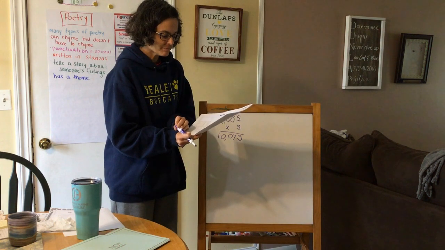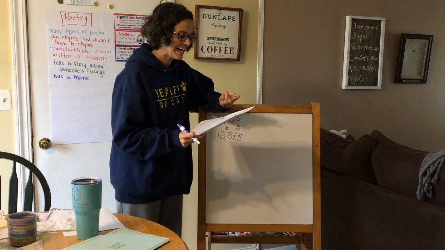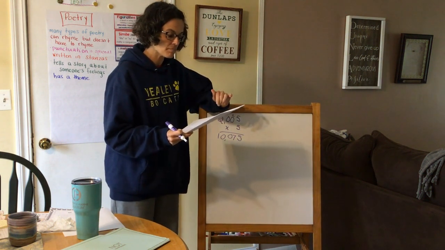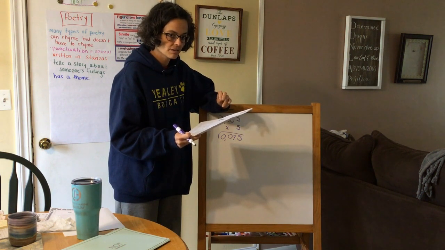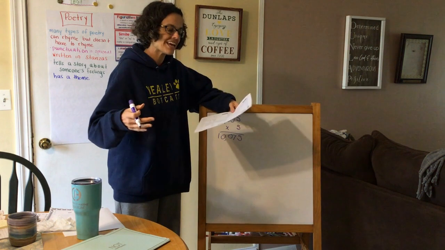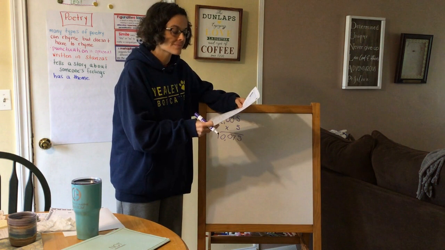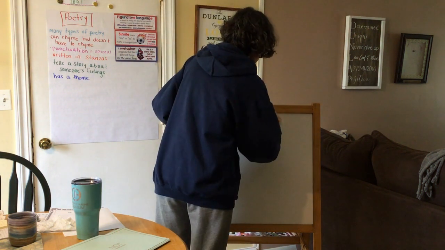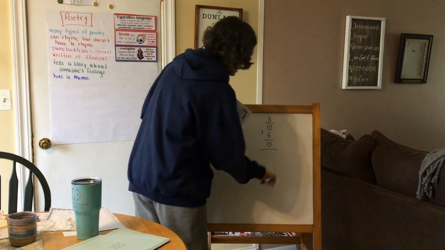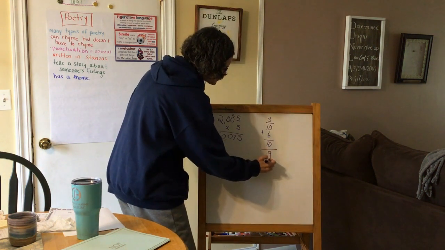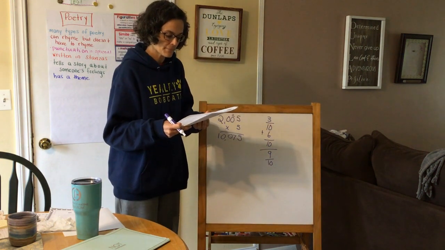Next one. Ross ate 3/10 of a pumpkin pie. Brady ate 6/10 of the same pie. How much of the pie did Ross and Brady eat all together? So if we're trying to figure out how much they ate all together, is it going to be adding, subtracting, multiplying, or dividing? It's going to be adding. So we have 3/10 plus 6/10, and altogether that's going to be 9/10. So they ate 9/10 of the pumpkin pie altogether.